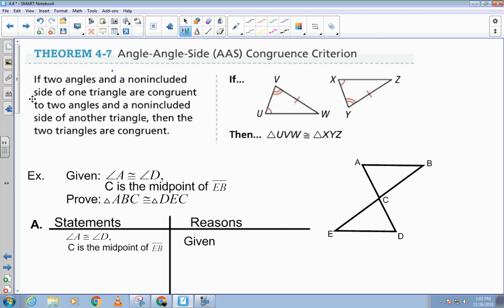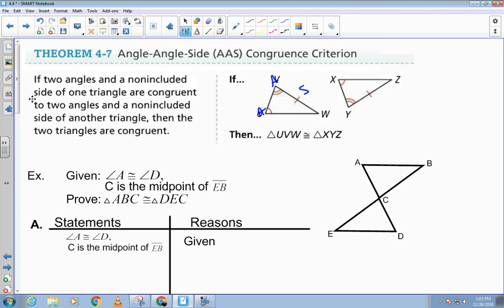Now, the next way to prove triangles congruent is the AAS congruence criterion. Okay? If two angles and a non-included side of one triangle are congruent to two angles and a non-included side of another triangle, then the two triangles are congruent. Okay? Alright, so notice here that you've got an angle, and then this side is not included between the two angles. It's a non-included side. Okay? Angle, angle, side.